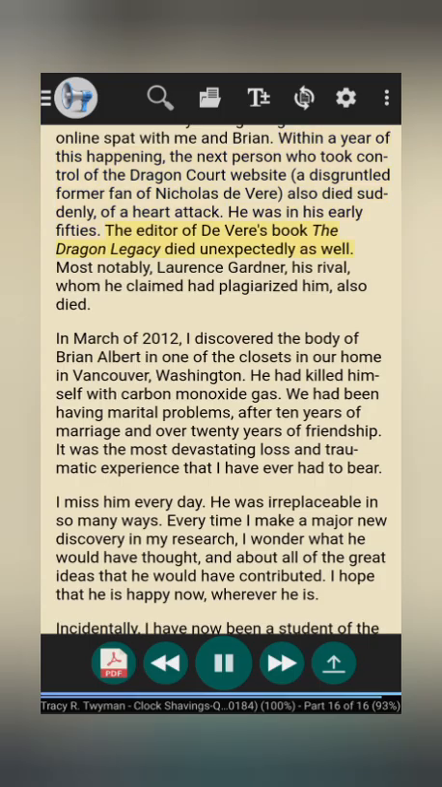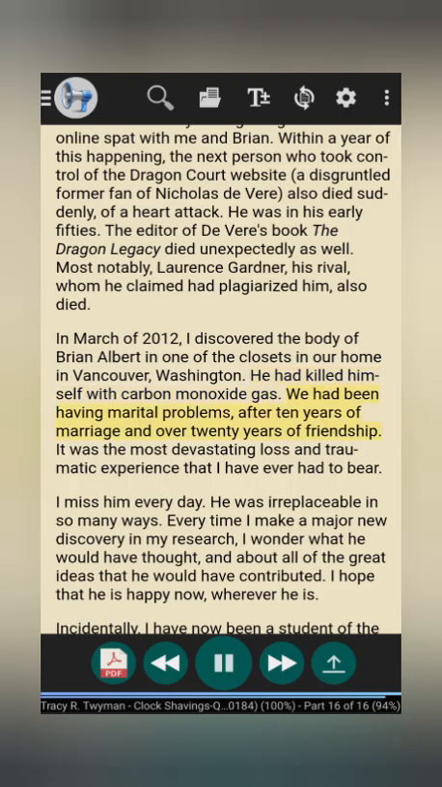The editor of de Vere's book, The Dragon Legacy, died unexpectedly as well. Most notably, Lawrence Gardner, his rival, whom he claimed had plagiarized him, also died. In March of 2012, I discovered the body of Brian Albert in one of the closets in our home in Vancouver, Washington. He had killed himself with carbon monoxide gas.